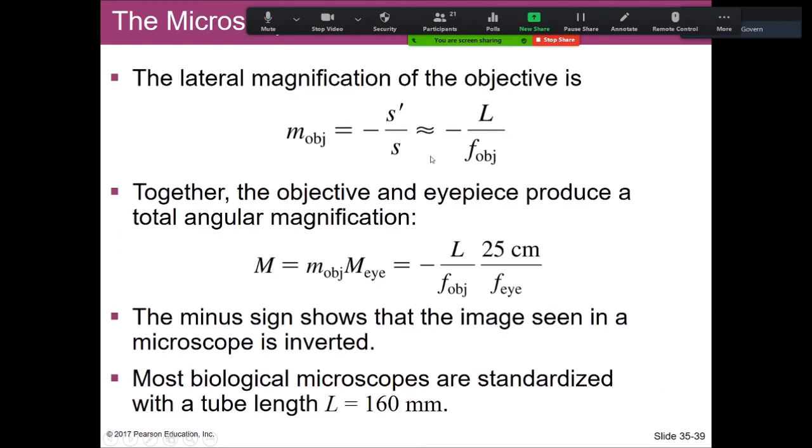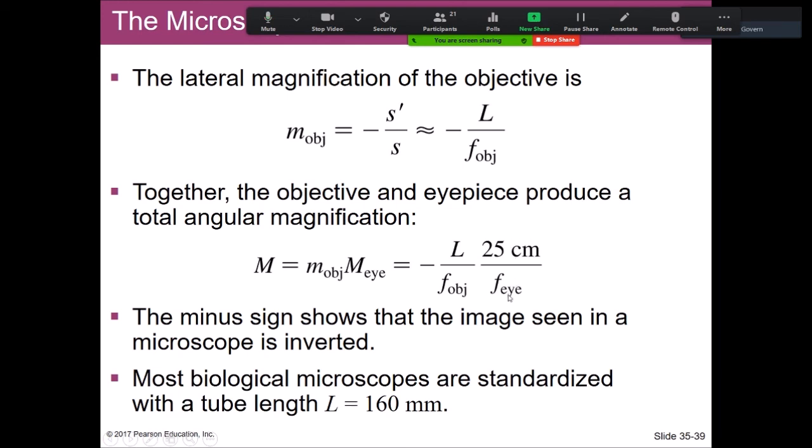Now, in our setup, if we look at the objective, magnification is given by S prime over S. S prime is very long, and it is effectively the length of the tube, whereas the object is placed effectively at the focal length of the objective. When you combine what the objective is doing with what the eyepiece does, you get your overall total, what we call angular magnification. The first part is what's going on with the objective. The second part is what's going on with the eyepiece.